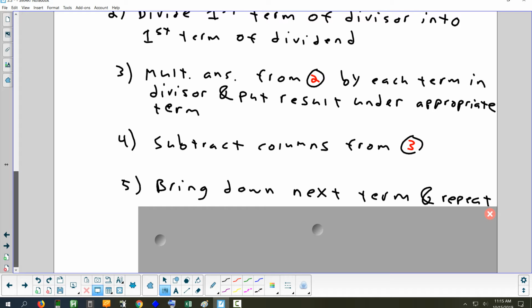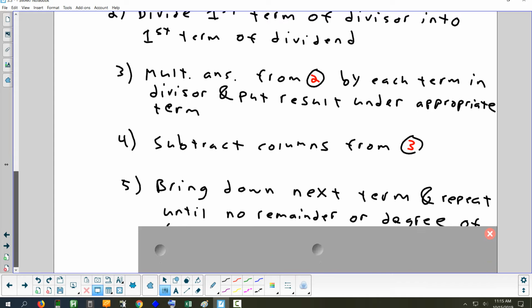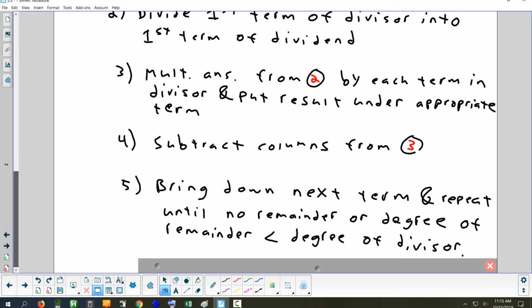I'll bring down the next term, and then we keep repeating it basically until one of 2 things happens. Either you get a remainder of 0, in which case there is no remainder and you're done, or you keep going until the degree of your remainder is less than the degree of your divisor. And we'll repeat this process.